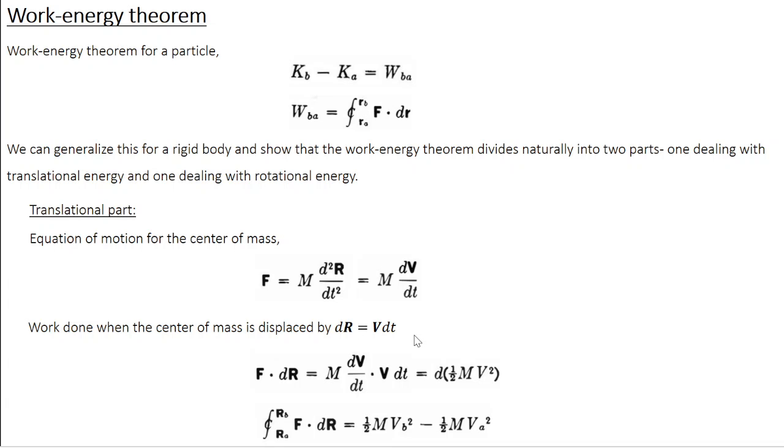So work done is nothing but force multiplied by the displacement, or the dot product of the force vector and the displacement vector. This is F dot dr. F is m dv by dt, dot dr is v dt. And this term I can write as the derivative of half m v squared, because the derivative of v squared is 2v dv. So 2 and half cancel and you have this term.